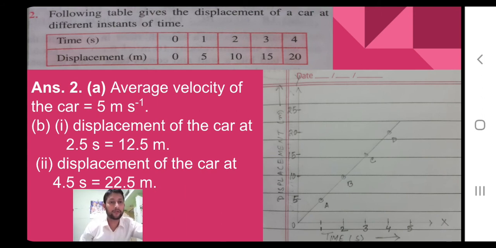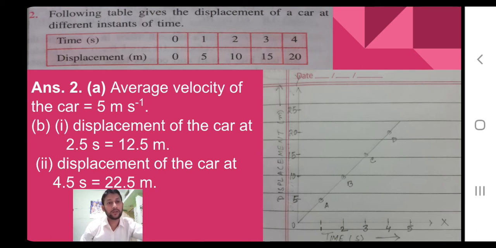I have drawn the graph for you where you have to always keep time on the x-axis and displacement on the y-axis. As time is given 1 second, 2 second, 3 second, 4 second, 5 second, I have taken a scale here 1 centimeter as 1 second, and on the y-axis I have taken 1 centimeter as 5 meter. So always keep in mind that whenever you draw a graph on any axis, the interval must be equal. That means here I have started from 0, then 5, then 10, 15, 20 and 25.